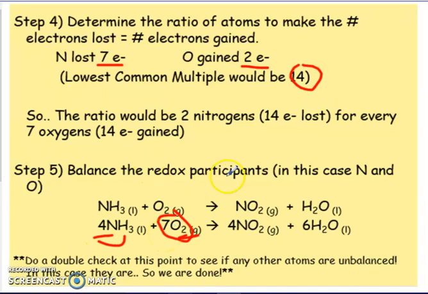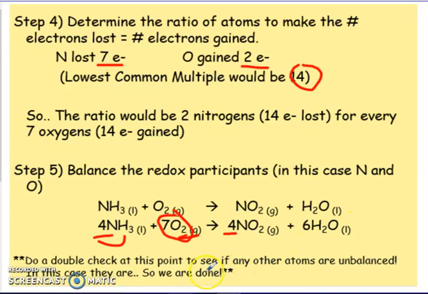Now the next part is to balance the nitrogen and oxygen on the product side. Because we have 4 nitrogens here, we would add a 4 in front of NO2. And we need to make sure that we have a total of 14 oxygens on this side. By having the 4 there for the nitrogen, that means that we have 8. So we would need 6 more, which is why we have the 6 in front of our water.